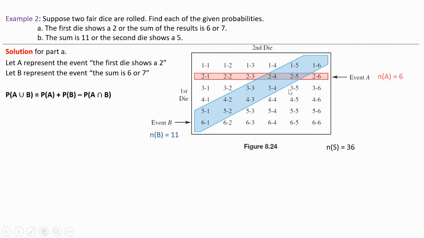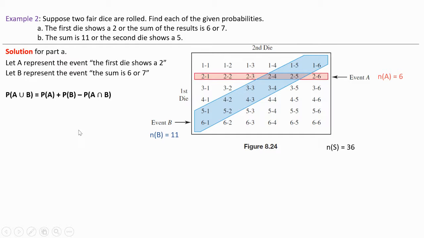I know my mouse is a little bit crooked, but that's 8. They're all equal to 8, 9, 10, 11, and 12. So for the sum to be 6 or 7, it's going to be 1, 2, 3, 4, 5, 6, 7, 9, 10, 11. That's why N of B is equal to 11.